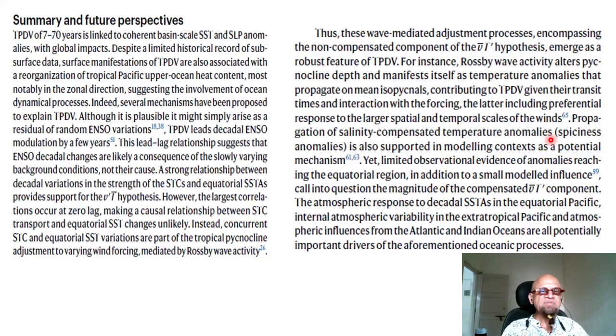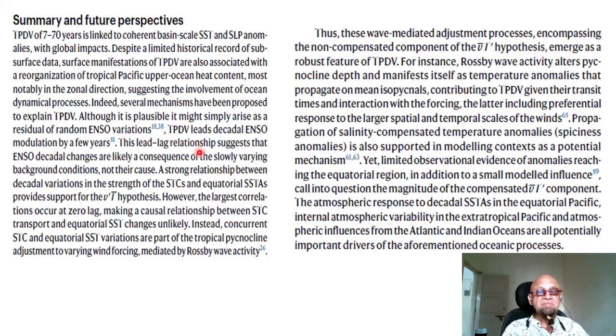What is the summary and future perspectives? TPDV of 7 to 70 years is linked to coherent basin-scale SST and SLP anomalies with global impacts. Despite a limited historical record of subsurface data, surface manifestations of TPDV are also associated with a reorganization of tropical Pacific upper ocean heat content, most notably in the zonal direction, suggesting the involvement of ocean dynamic processes. Indeed, several mechanisms have been proposed to explain TPDV. In general, several mechanisms means we don't know the correct answer, or many hypotheses are in play.